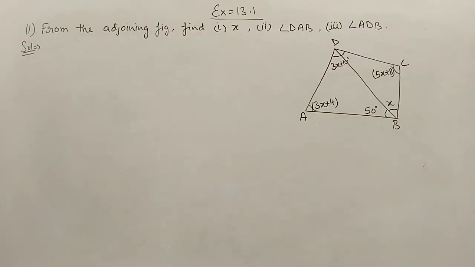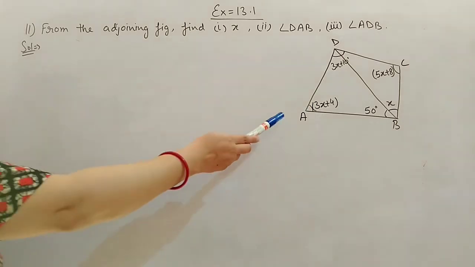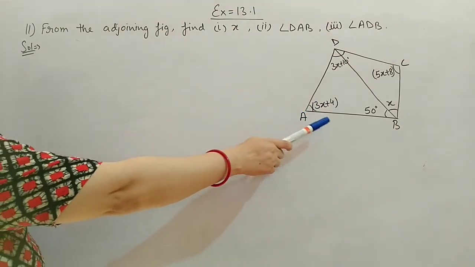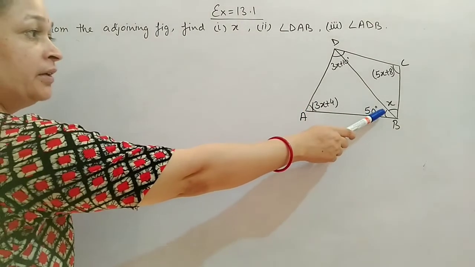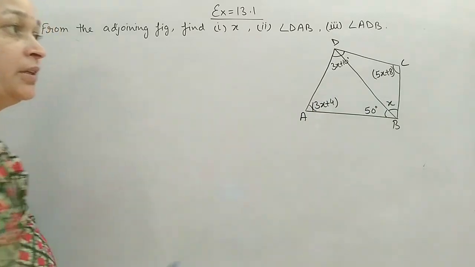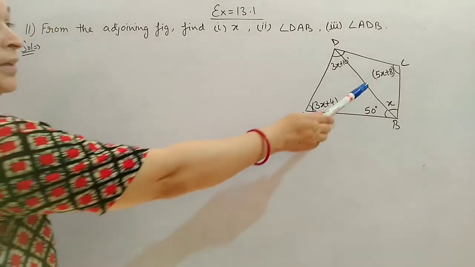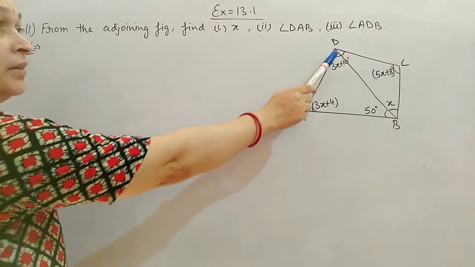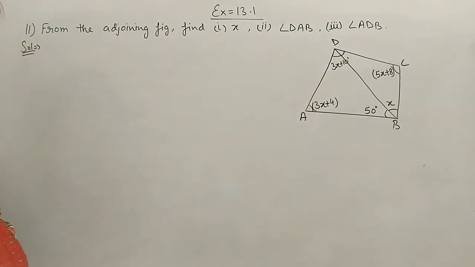Next, question number 11. From the adjoining figure, find the value of x, angle DAB and angle ADB. The figure is given here and all the four angles are given. This is 3x plus 4, and B till here it is 50 degrees and here to here it is x. That angle is given 5x plus 8 and here this total angle is given 3x plus 10. So first we will use the angle sum property for a quadrilateral.